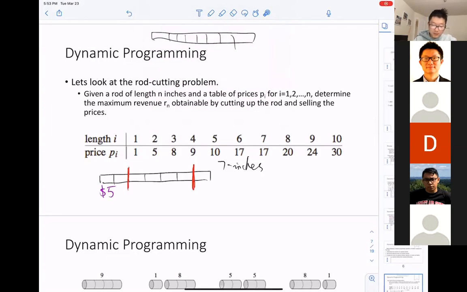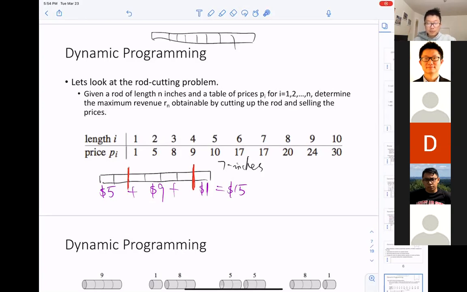And how much can we make from the middle part? $9. Yes, for the 4 inch one, we will be able to make $9. And how much can we make over here for the last part? 1. Yes, over here it indicates that we can make $1. So the total revenue that we can make is just $15, right?